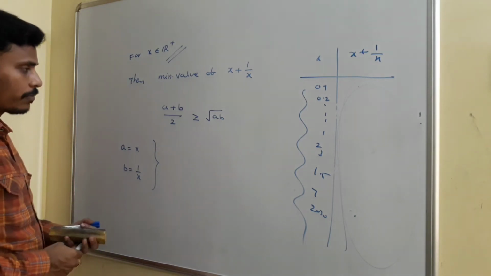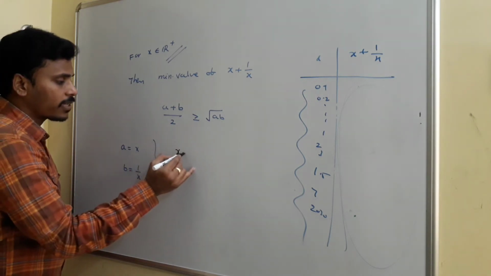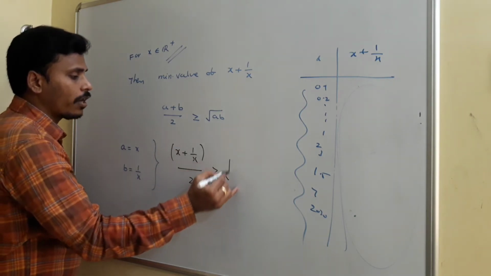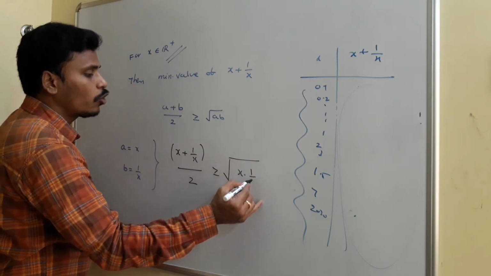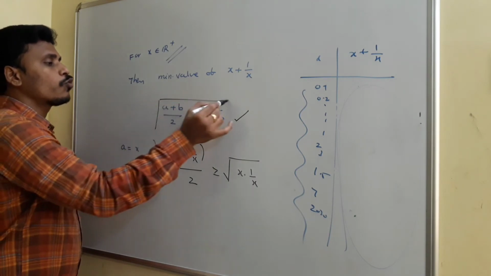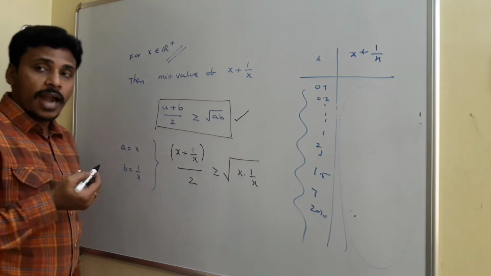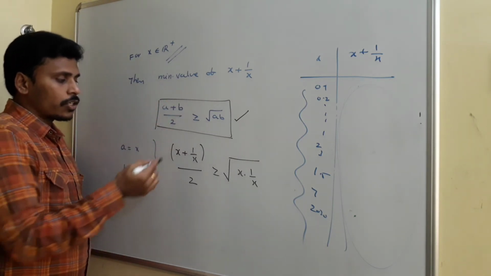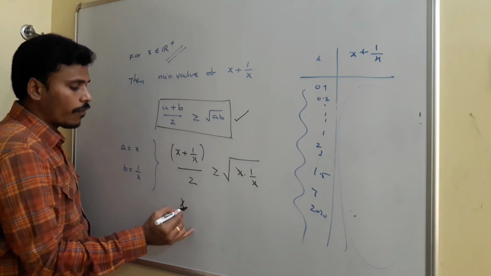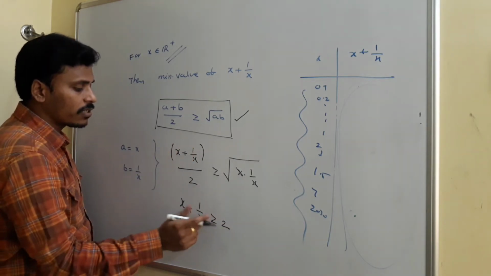Then how does the problem become? Just have a look at this. If you replace like that, then (a plus b) by 2, that is (x plus 1 by x) divided by 2, is greater than or equal to root of x into 1 by x. This is a generalized statement. This is true for all positive a, b, right? Since my x is positive and my 1 by x is also positive, I have a chance to utilize this identity. So now if you send the 2 to this side, and under the square root, x and x will get cancelled. Then you are left with x plus 1 by x as the numerator. By sending the 2 to that side, you will get that this is greater than or equal to 2.